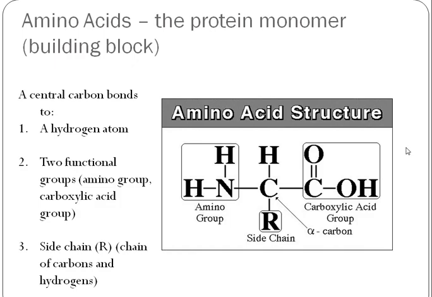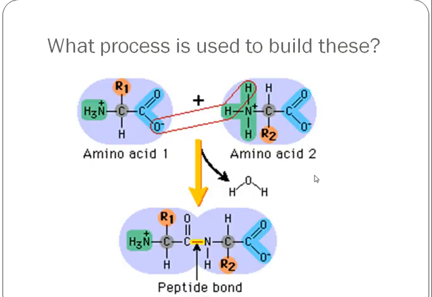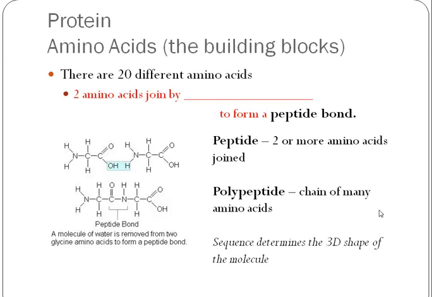And let's talk now about what the building blocks are. So we talked about the purposes and what they do. Now, the protein monomer, one part, is an amino acid. And that's created out of an amino group, a carboxylic acid group, and then a carbon hooking it together. And so, what process is used to build these? Bingo! We take out water, same, dehydration. All right, amino acids are the building blocks.